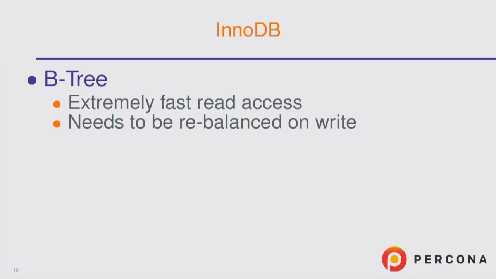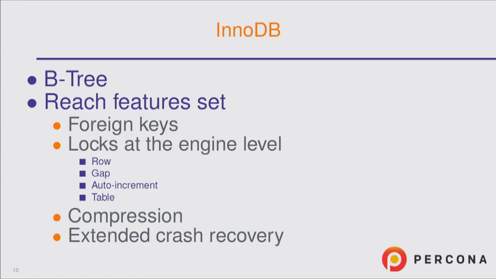InnoDB uses B-trees for access. B-trees allow fast read access. I have a picture later, and I will show you why. But on each write, they need to be rebalanced. And when I speak about write-optimized engines, they do something about this downside of InnoDB.